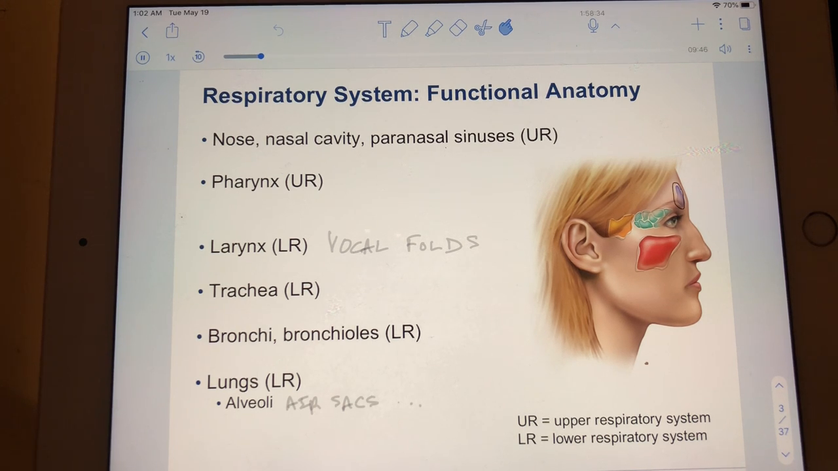Frontal sinuses. Maxillary sinuses. Ethmoid sinuses or ethmoid air cells, same thing.